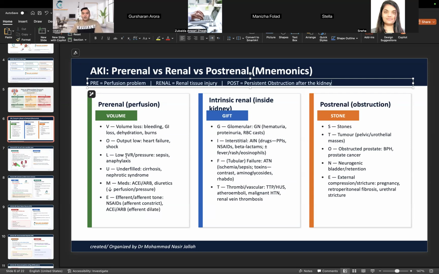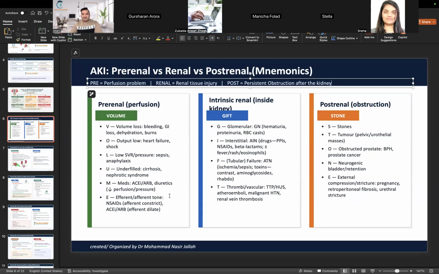L, low SVR or pressure: sepsis, anaphylaxis. U, underfilled: cirrhosis, nephrotic syndrome. M for medication, like ACE inhibitors, ARBs, diuretics, whatever causes hypoperfusion or low pressure.